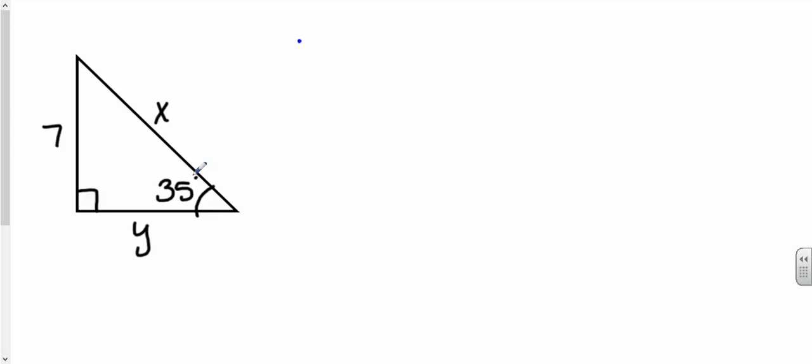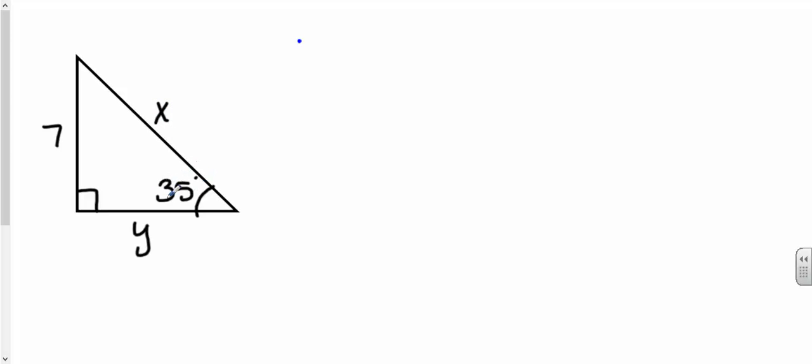So this is trig where we're missing the sides, which are labeled as x and y. And the way that you know that is because we have the angle. So the first one I'm going to solve for is x, and x is chilling out on the hypotenuse.